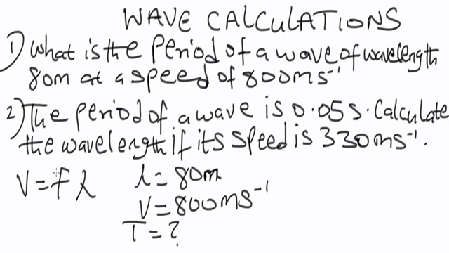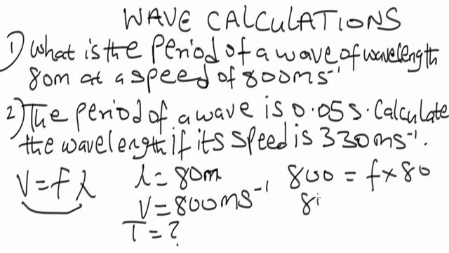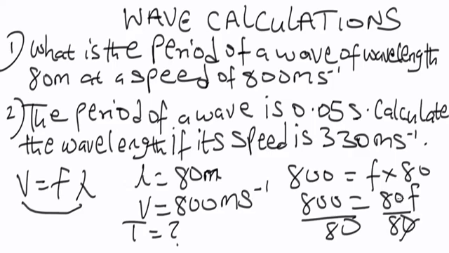Now let's use this relationship to get the frequency. If you substitute these values in the formula, you're going to have 800 equals frequency times 80. This is the same thing as 800 equals 80 frequency. Divide both sides by 80 to make frequency the subject of the formula. So this will cancel this, we'll be left with 10. So that means our frequency is 10.